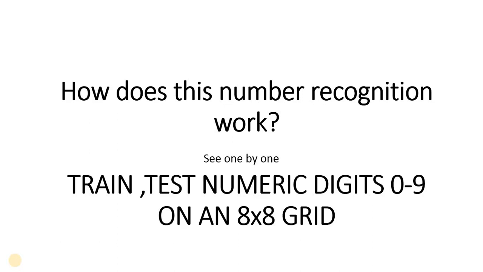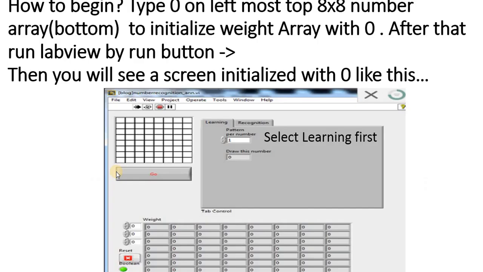So this is a very good example which I have taken from one of the free videos on the internet about number recognition by Mark Simon. This is about image recognition, in which there is an 8x8 grid which is available to you, and you write down a number from 0 to 9.